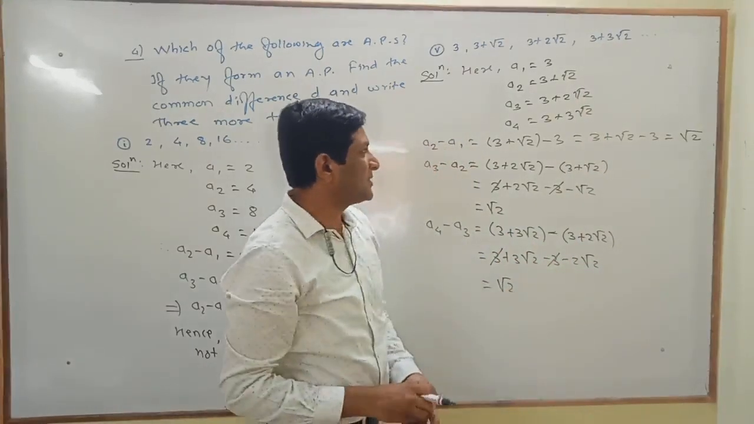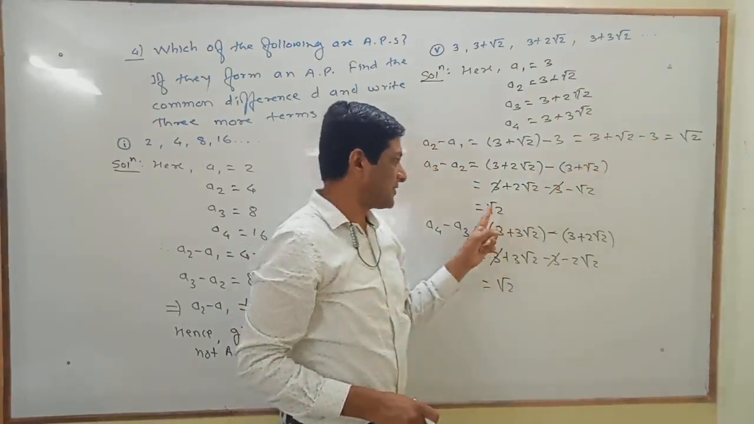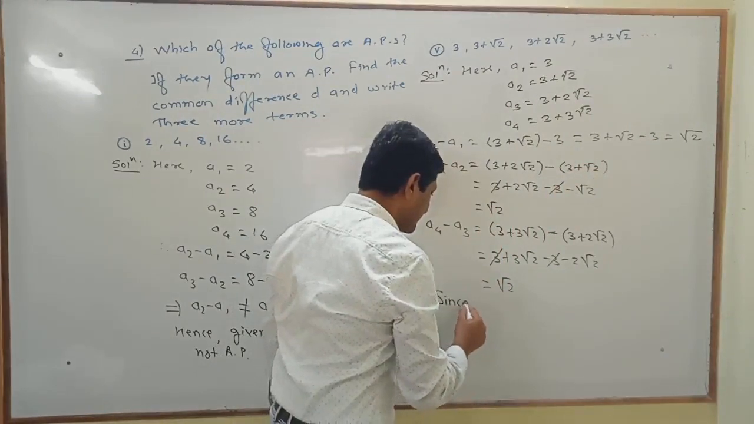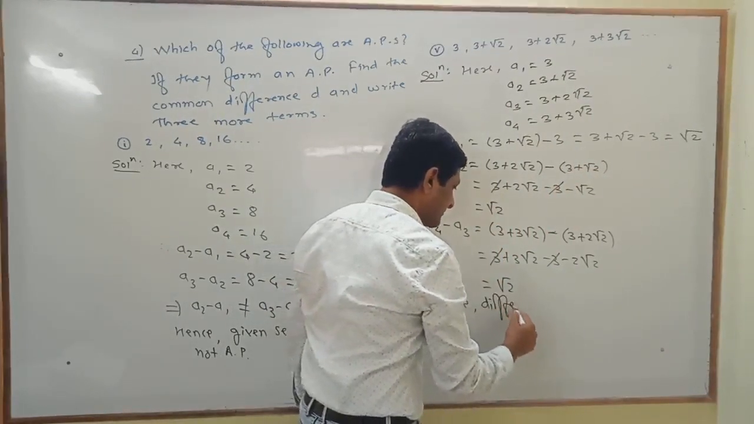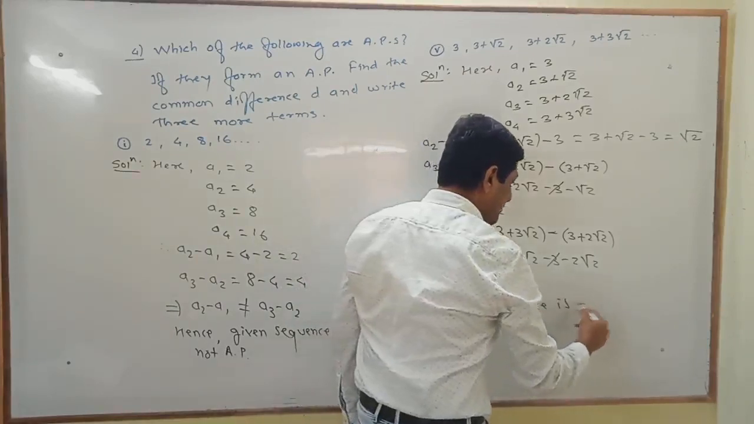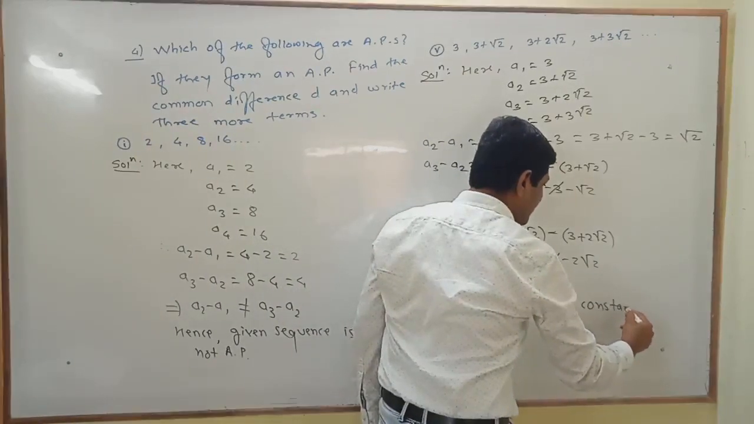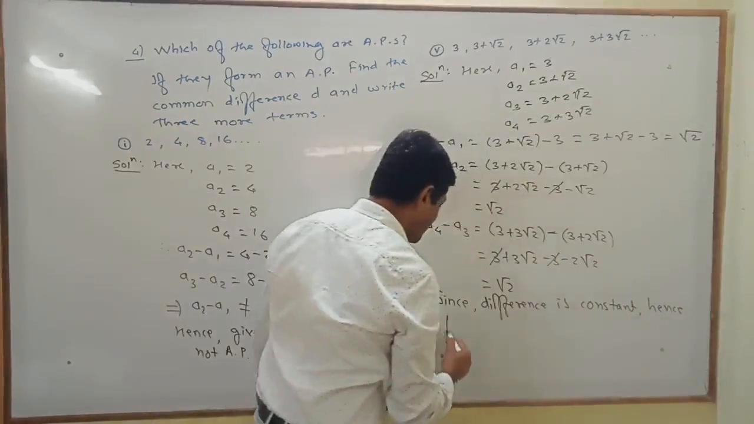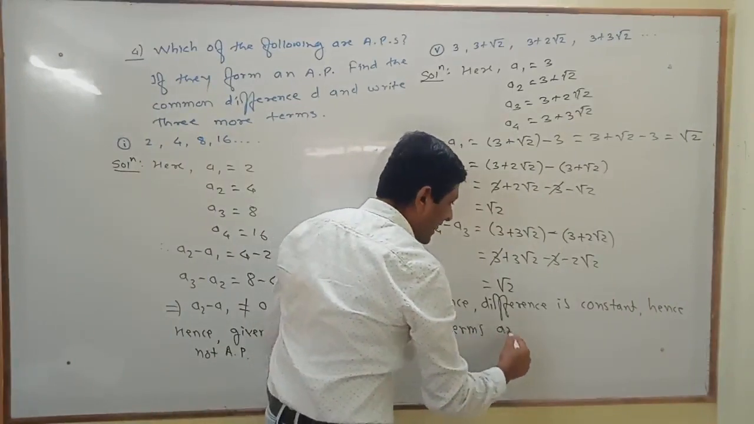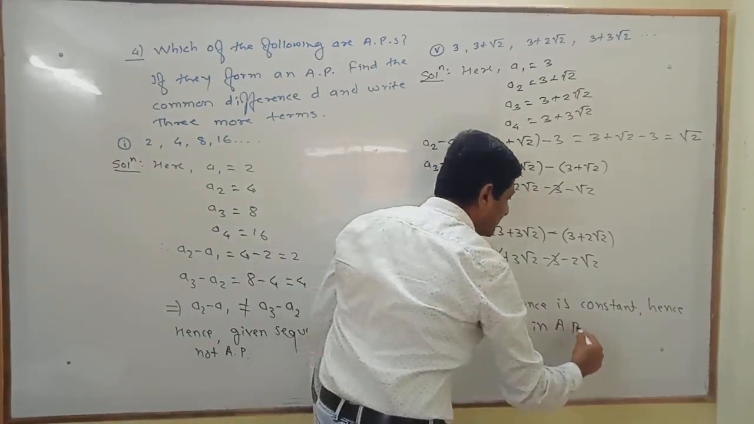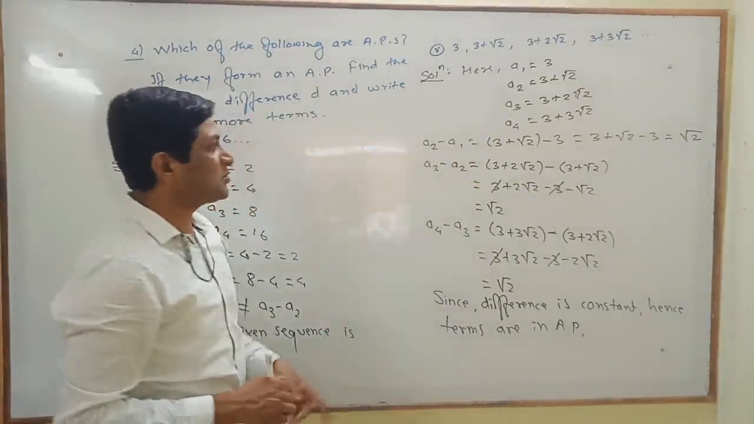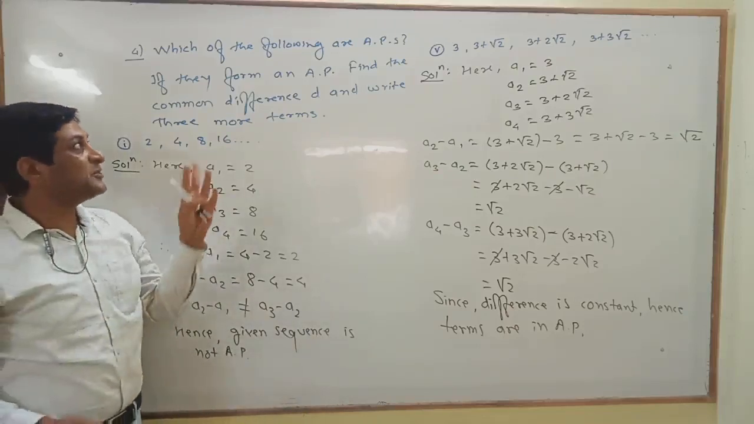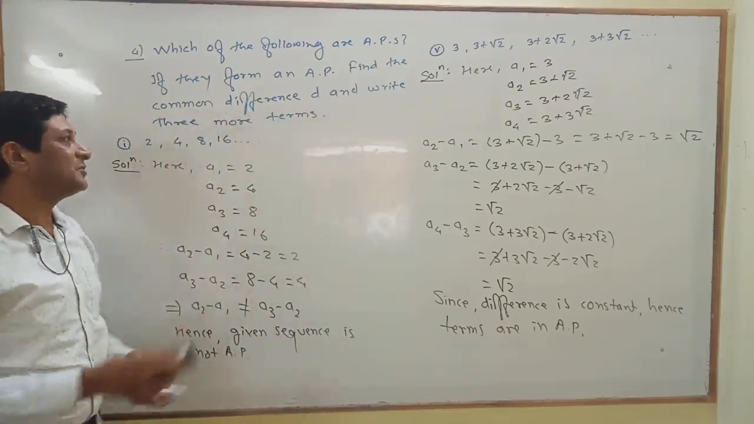Now here we can observe that these differences are constant. Differences are what? Constant. So since the difference is constant, hence the terms are in arithmetic progression. So the first part of the example is completed. We have shown that the given terms are in arithmetic progression. Now what is the second part? The second part is to find out the common difference and write three more terms.